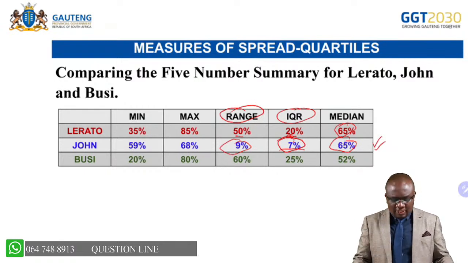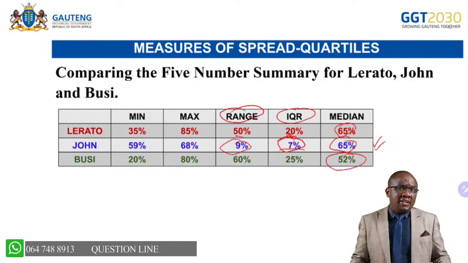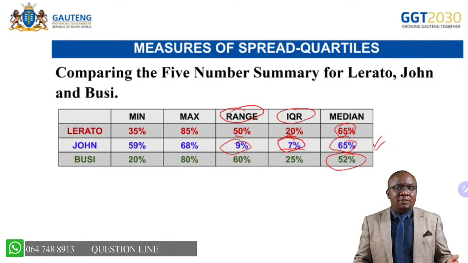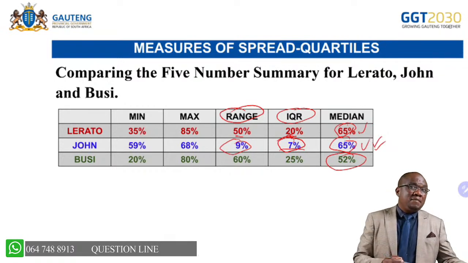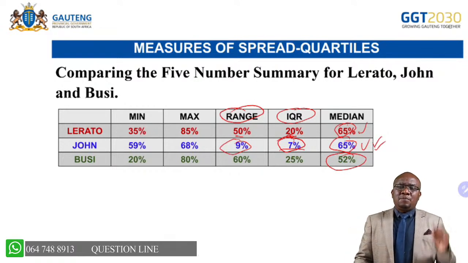You see that? Obviously, she's the worst performer here, because her average, the median, is 52%. So now, for these two, we cannot conclude using the median only because they're the same. Let's look at the measures of spread. To get a good picture about data, you must have the measures of central tendency and the measures of spread. Then you can summarize your data nicely.